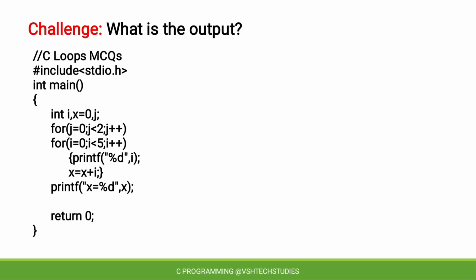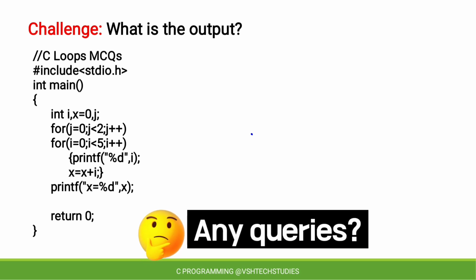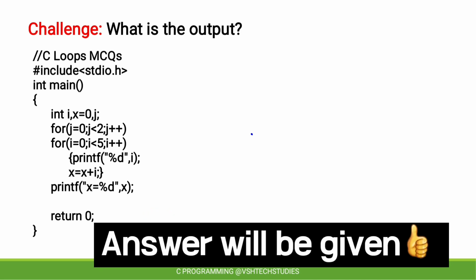Okay. Next, here is a challenge for you. You trace this program and try to write the output correctly. If you are a complete beginner, watch my previous video on C loops explained and tracing output questions solved. And these 10 problems are a must. So if you can solve this challenge correctly, then you can take it that you know the for loop. Okay. If you have any queries or face any problems in solving the questions, you can drop them in the comments. They will be discussed and an answer will be given.